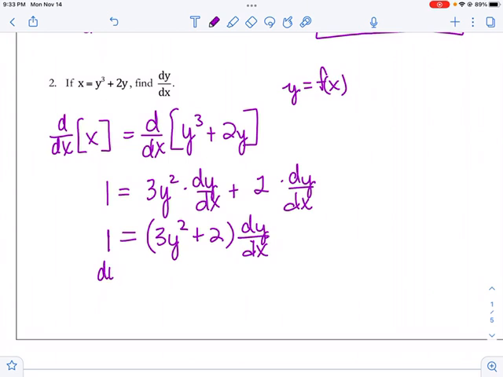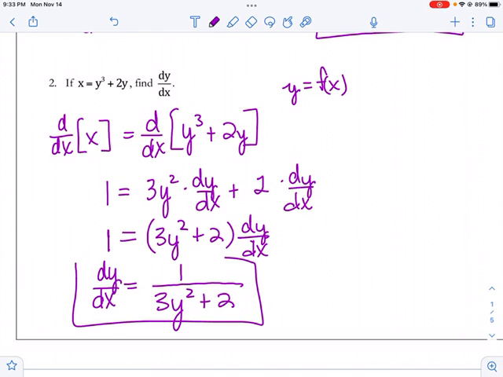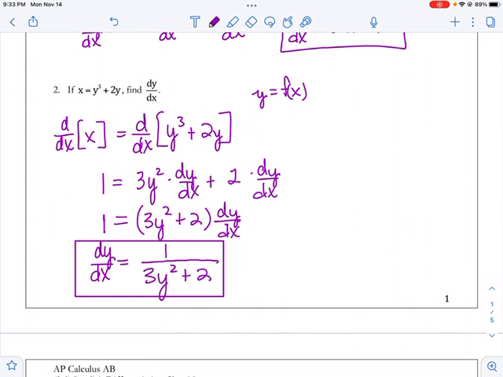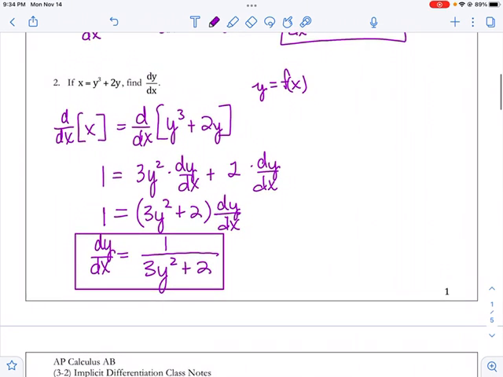So now let's isolate the dy/dx. So we get dy/dx is equal to 1 divided by 3y squared plus 2. And it is all right to have a derivative in terms of y instead of x. It just happens that our derivative is dependent on y rather than being dependent on x. Okay, so there's that one.